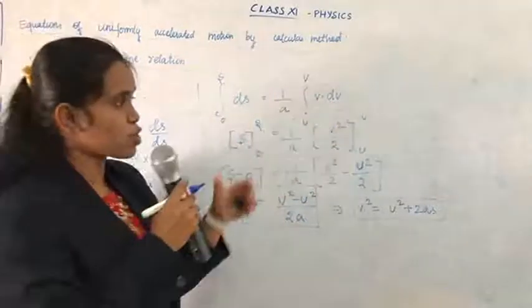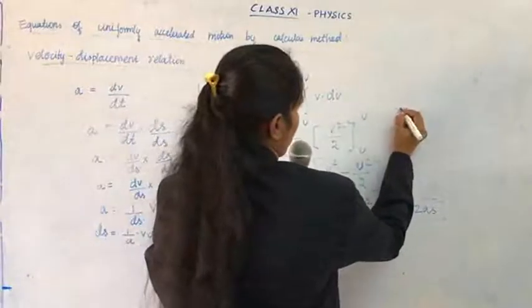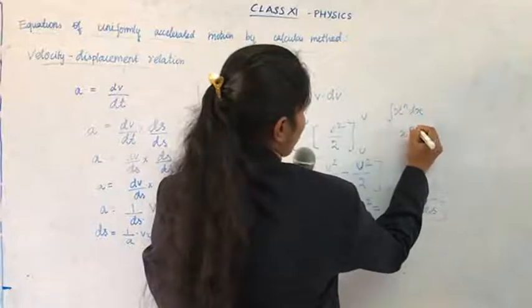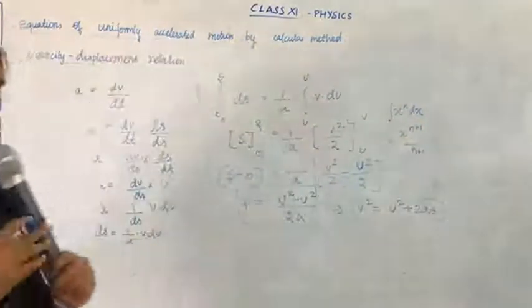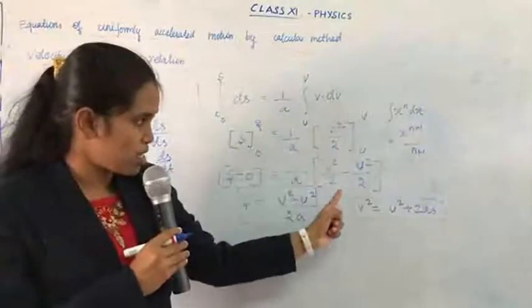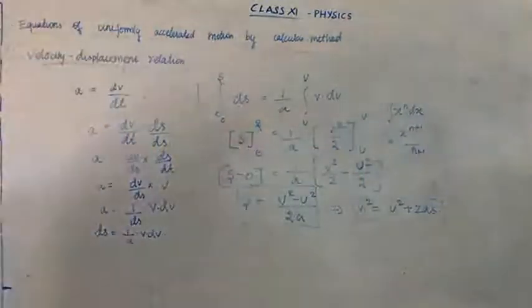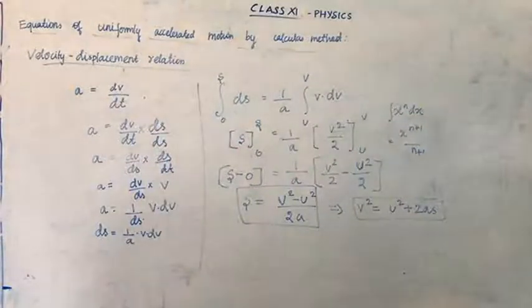Here v dv means what? v dv means x power n dx. What will be the formula? x power n plus 1 by n plus 1. This is the basic integration. So for v dv what do we put? v square by 2. Apply the terms. Now the equation comes like this. These are the three equations of motion.